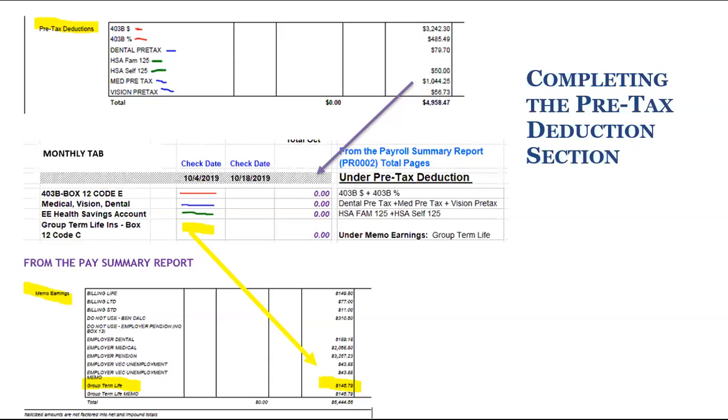Double check your pre-tax deduction totals keyed with the totals on the payroll summary report to validate the accuracy of amounts keyed. Then go to the memo earnings section of your payroll summary report and find group term life amounts and enter that on the spreadsheet as highlighted in yellow.